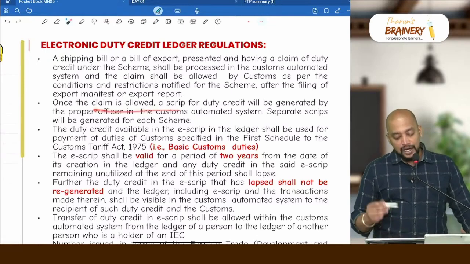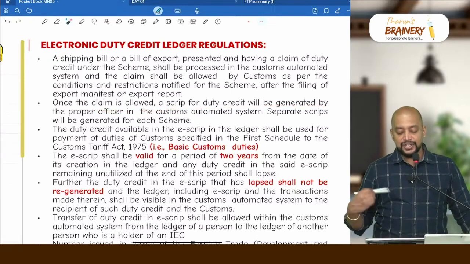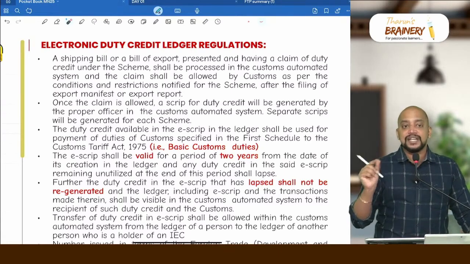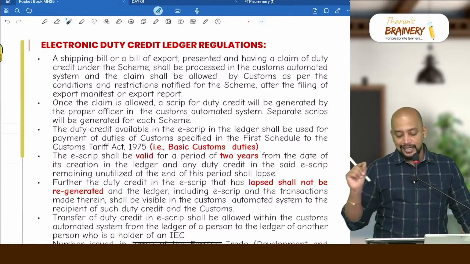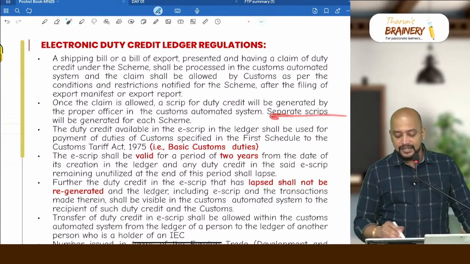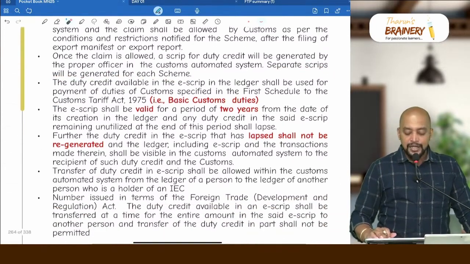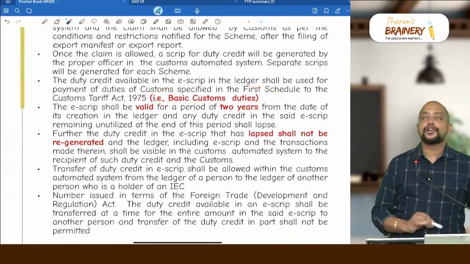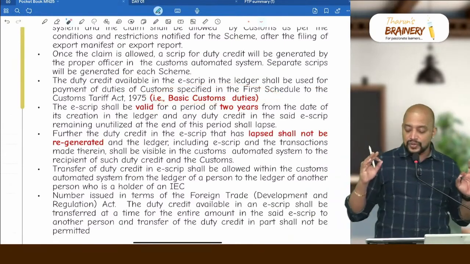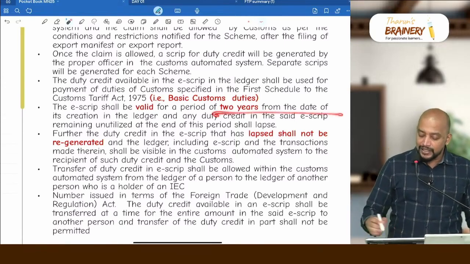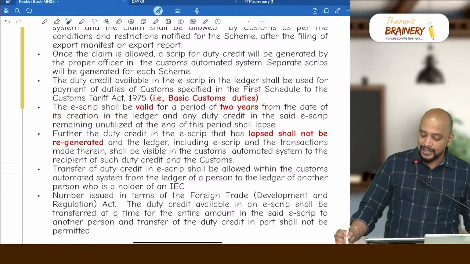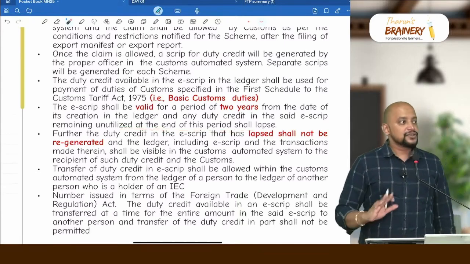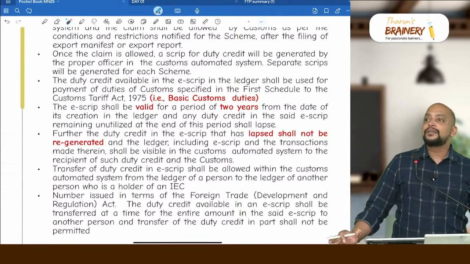And once a claim is allowed, a script for duty credit will be generated by the proper officer. So this duty credit will be in the form of a script, e-script, electronic duty credit ledger. An e-script will be generated. Separate scripts will be generated for each scheme. The duty credit available in the script shall be used only for payment of basic customs duty, cannot be used for payment of any other thing, and it will be valid for a period of 2 years from the date of its creation in the ledger, and any duty credit in the said e-script remaining unutilized shall be lapsed. So means after 2 years. So it is not like in input tax credit.